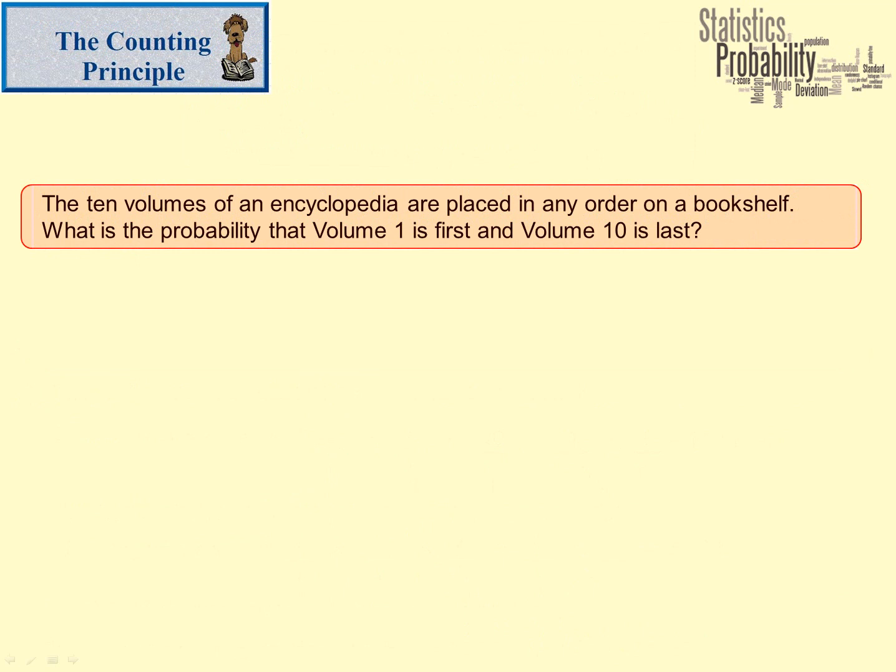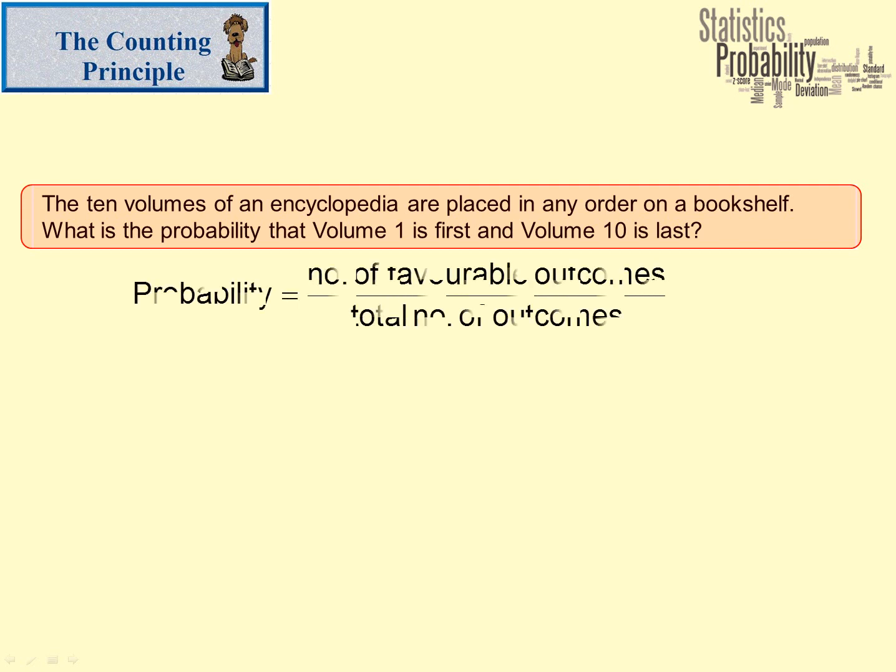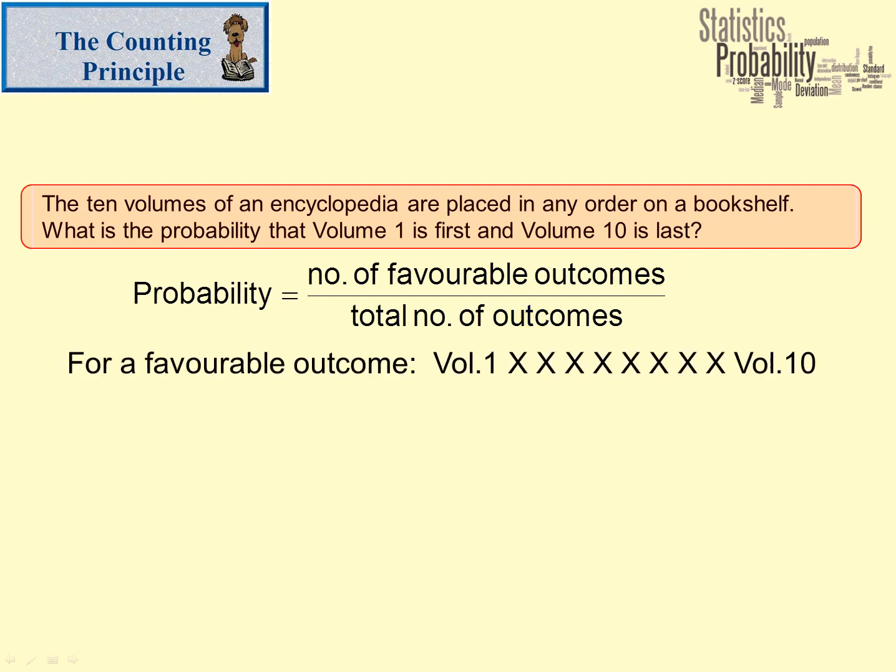In this case, 10 volumes of an encyclopedia are placed in any order on a bookshelf. What's the probability that volume 1 is first and volume 10 is last? Well, a reminder, probability is the number of favorable outcomes over the total number of outcomes. So we need to find the number of outcomes with volume 1 first and volume 10 last, and then the total where there are no restrictions.